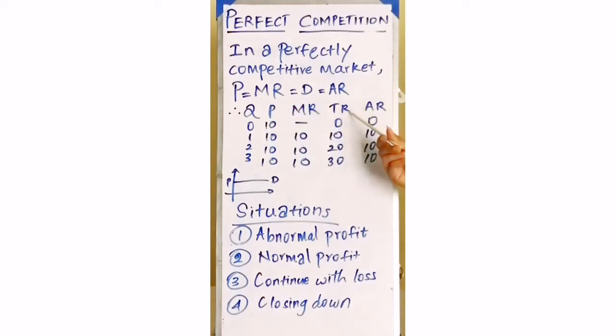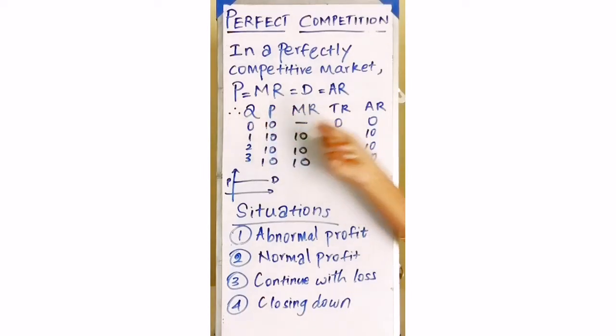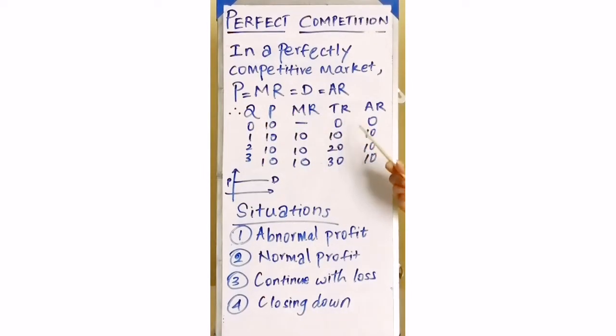So we know what total revenue is. Total revenue is price into Q, which gives us 0, 10, 20 and 30. So marginal revenue, how do we find the marginal revenue? Delta TR over delta Q. So when delta Q goes from 0 to 1, the change is 1 unit and total revenue changes by 10 rupees. So 10 over 1 is 10.